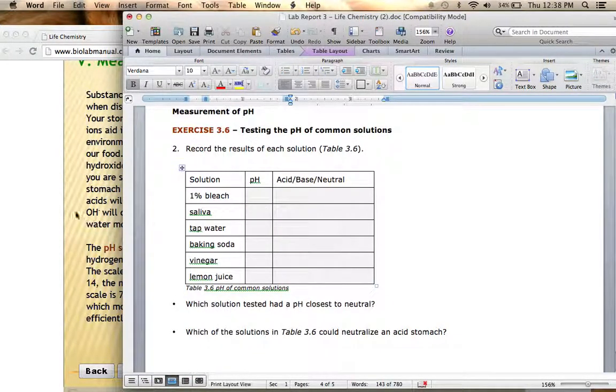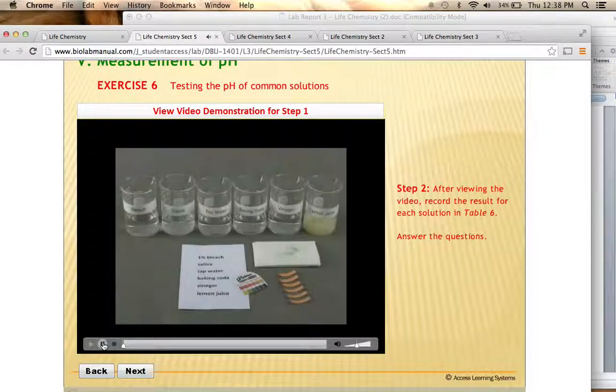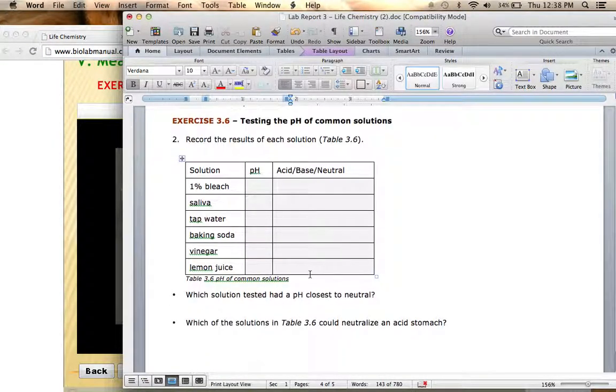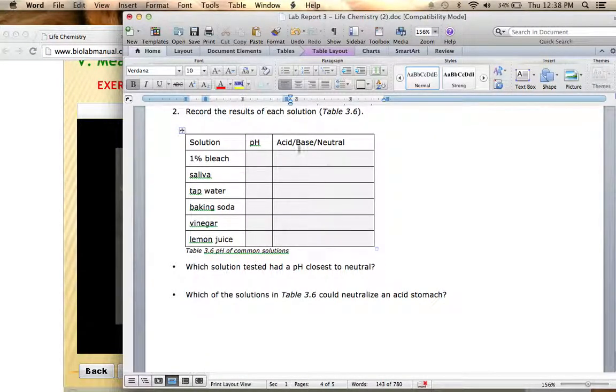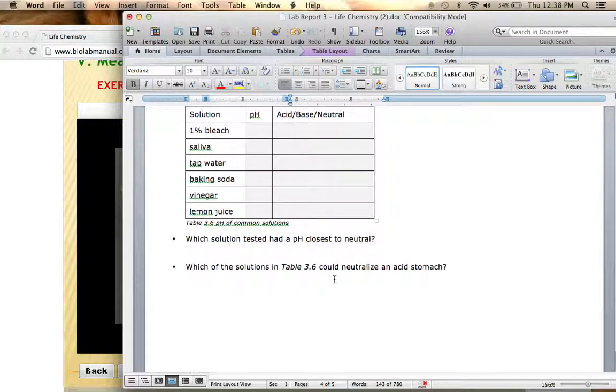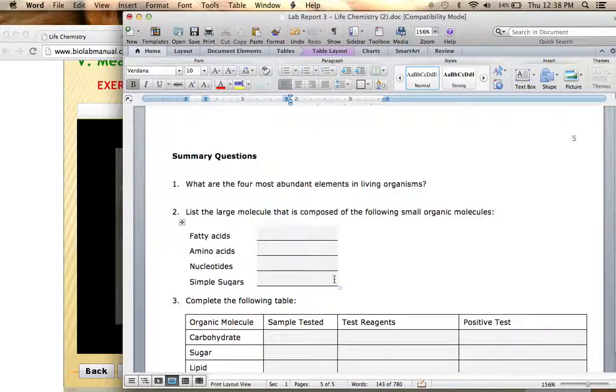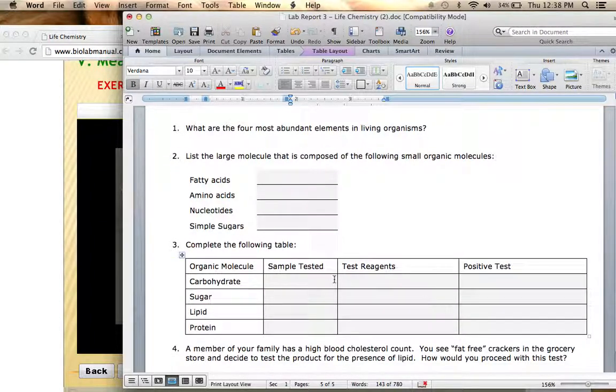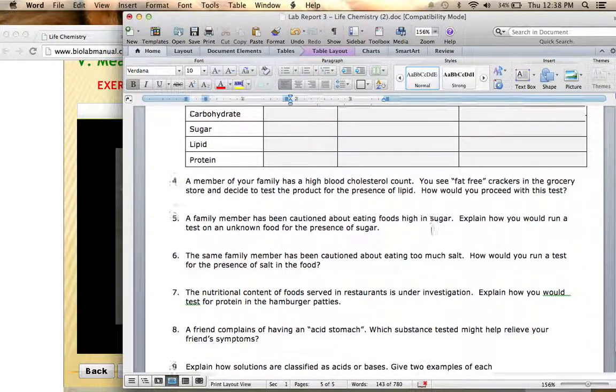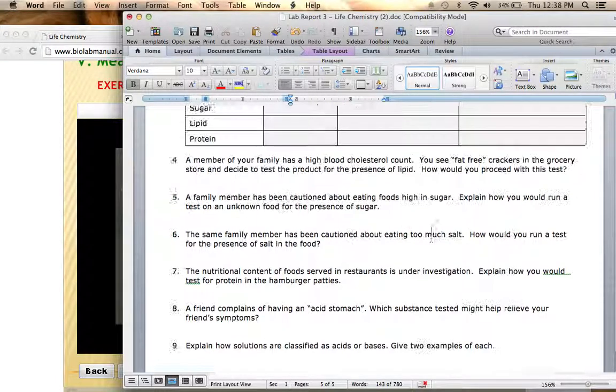So you'll be running some tests with these different solutions on the video, and you're going to record the results of those tests on your chart and discuss the pH, whether it's an acid, base, or neutral, and then you'll answer questions related to that. The last bit is the summary questions. Don't forget to do those, and it'll just go over the important concepts from the lab itself.